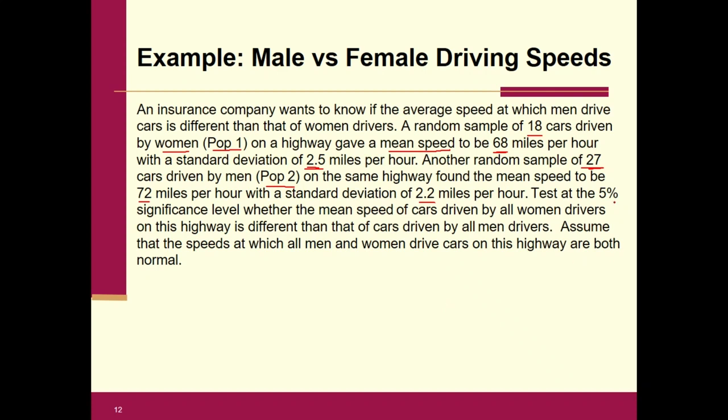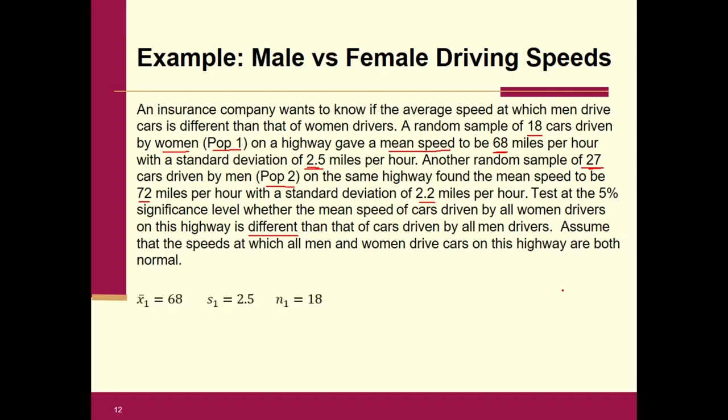Tested at the 5% significance level, that's alpha, whether the mean speed of cars driven by all women drivers on this highway is different. What does that sound like? It sounds like a test where we're going to be putting a not equal to sign into the alternative when we run a hypothesis test. Assume the speeds at which men and women drive cars on this highway are both normal. Because our sample sizes aren't greater than or equal to 30, we're going to have to say that in our problem. So we have that in our conditions.